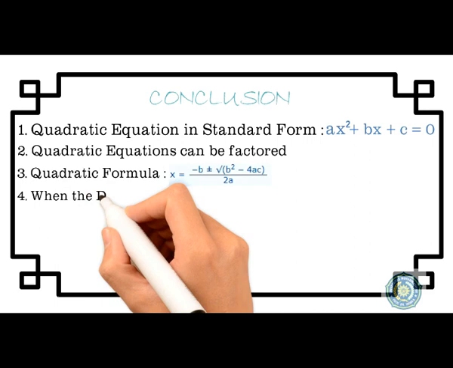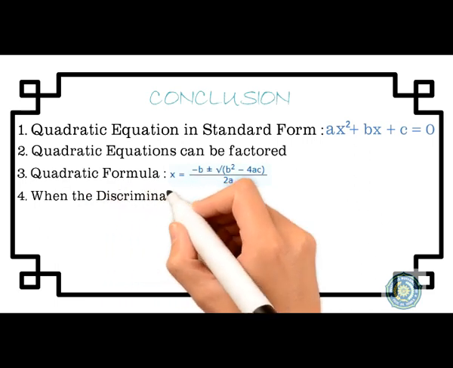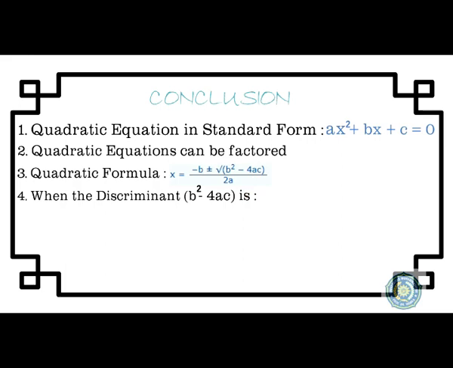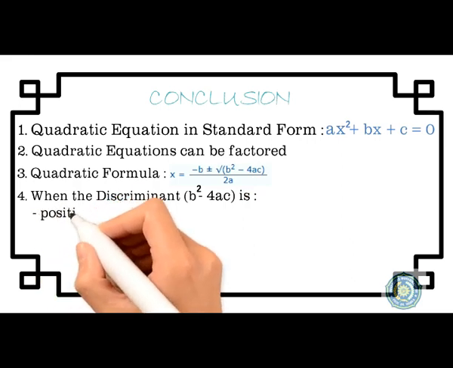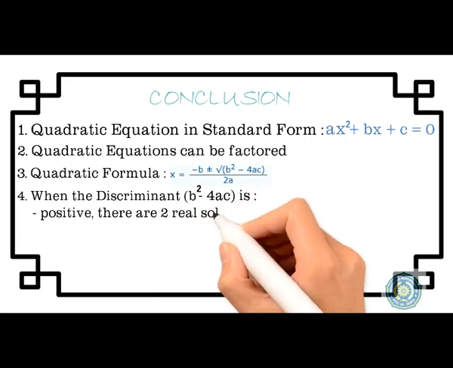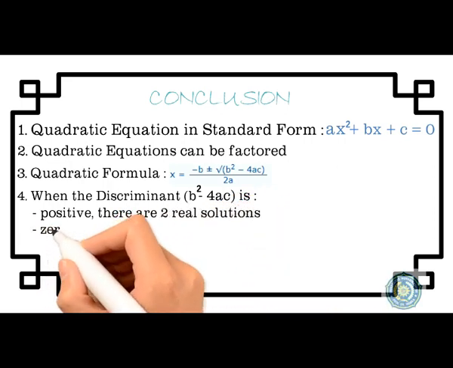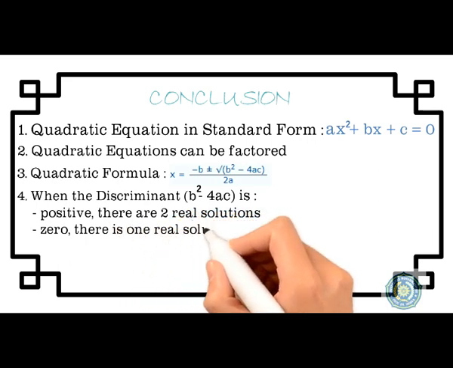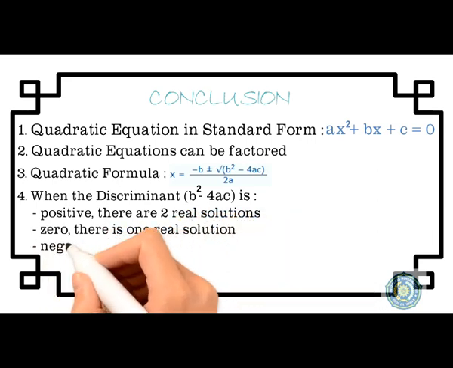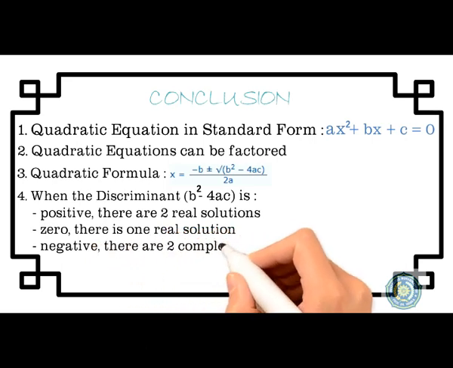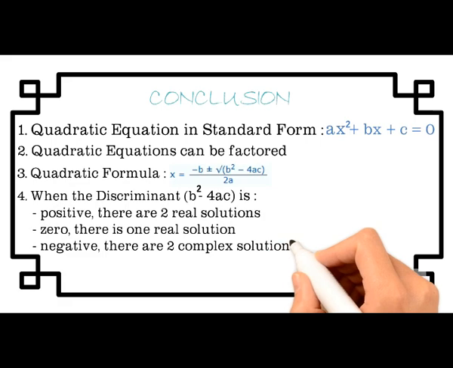4. When the discriminant b squared minus 4ac is first positive, there are two real solutions. Second, 0, there is one real solution. Third, negative, there are two complex solutions.